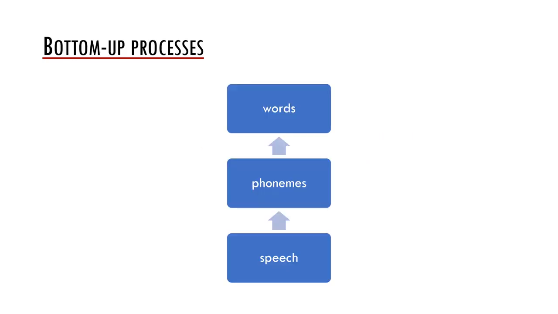This is a simplistic schema of the bottom-up processes in spoken word recognition. This is something we would probably expect. We hear someone speaking, we discriminate the individual phonemes, and based on that, we identify the words. Obviously, in reality, it is not that simple, and there are various models how this process actually works.